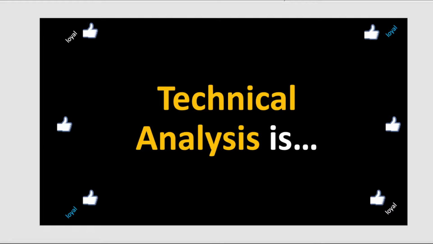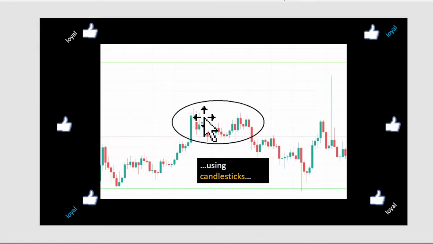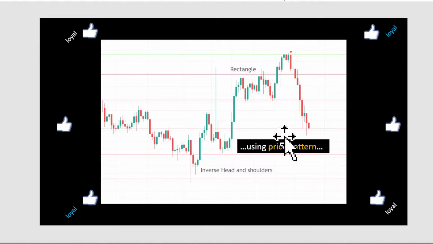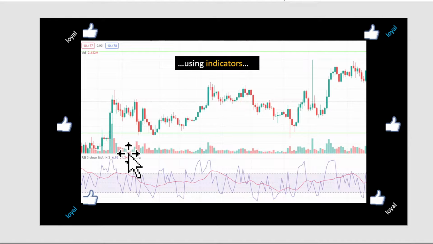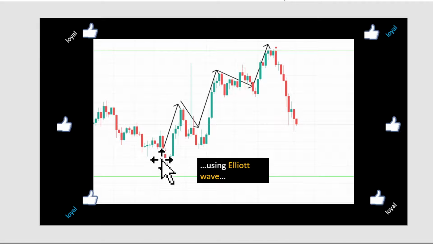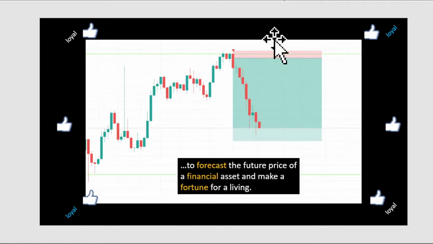What actually is technical analysis? Technical analysis is using candlesticks, price patterns such as a rectangle, inverse head and shoulders, using indicators such as RSI and volume, using Elliott wave to forecast future price of a financial asset and make a fortune for a living.